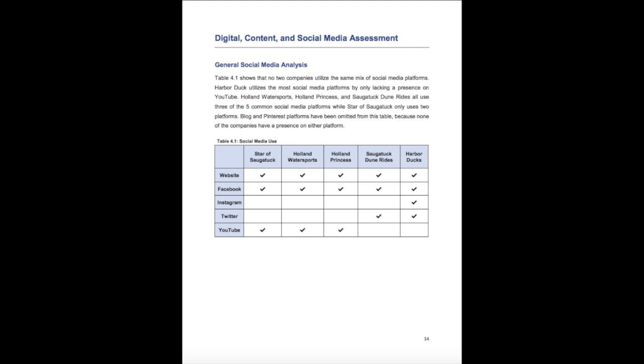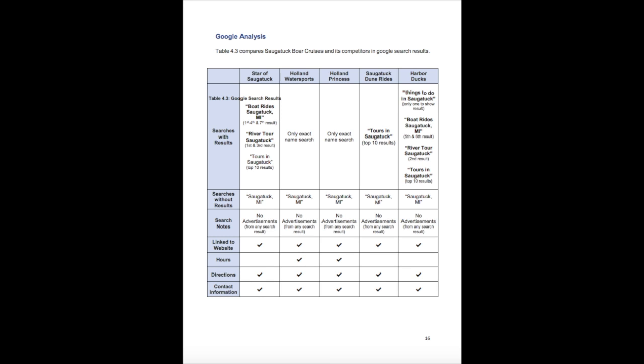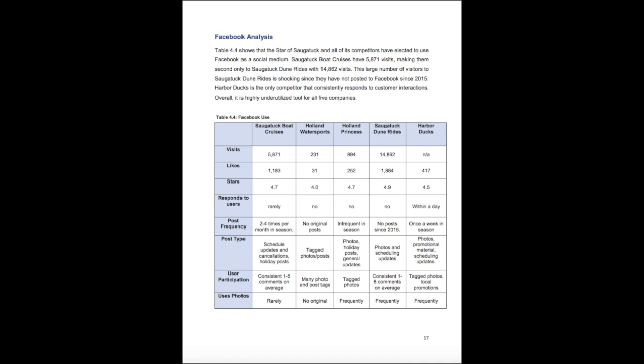The first section is the general social media analysis, which just lists what social media platforms each company uses. The website analysis rates how well each company uses their site based on criteria like working links, ease of navigation, photos, easy to read, etc. The Google analysis shows how each company did in the Google search results, based on things like searches with results, links to website, directions, and contact info.